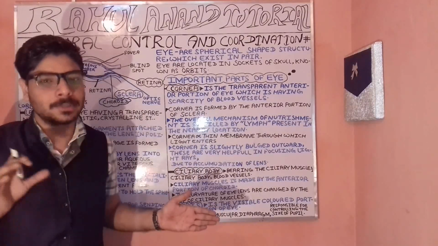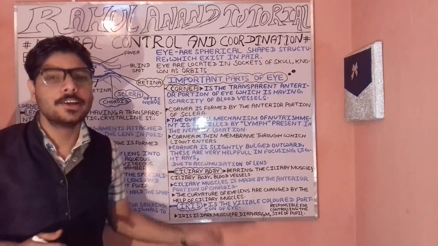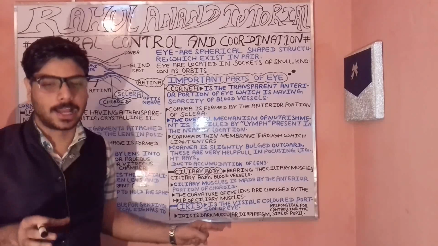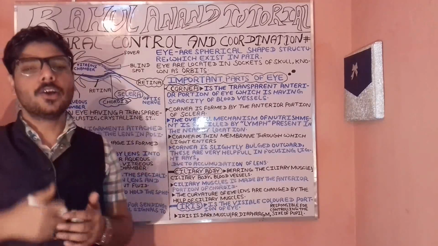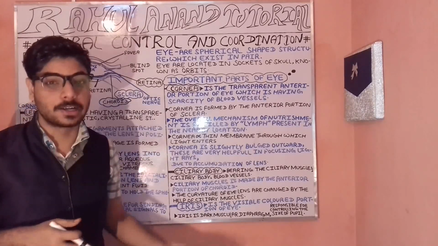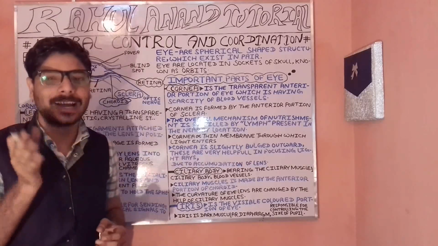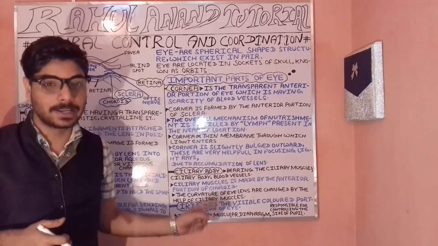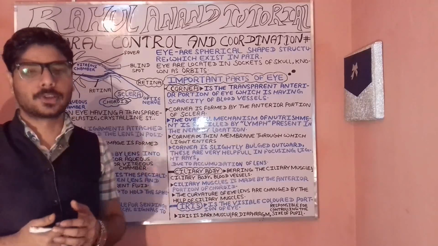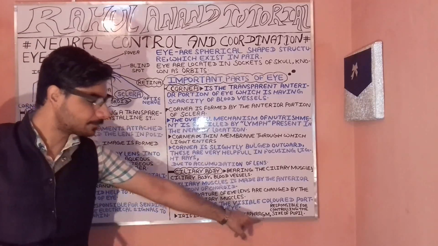Now let's understand the iris. The iris is the visible colored portion of the eye. The iris is known as the dark muscular diaphragm, playing an important role in controlling the size of the pupil. You are clear about that. What are the pupils? You can find it on the board here.